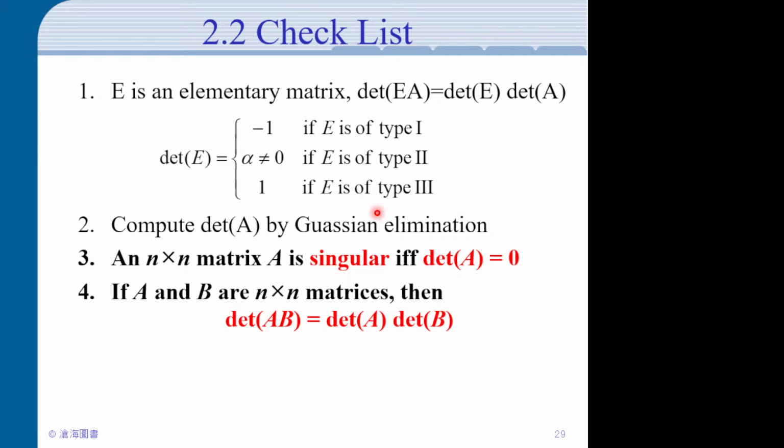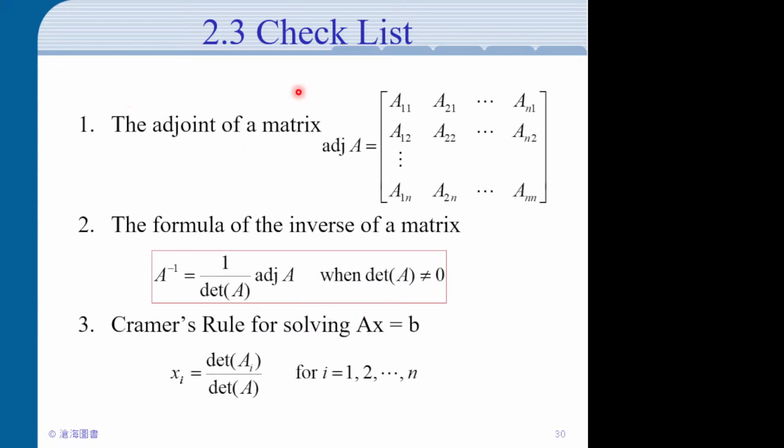And here we have an important thing. So determinant is really about whether A is singular. So A is singular if and only if determinant A equals 0. And also we have this important property: determinant of A times B equals determinant A times determinant B. Then finally we have 2.3.